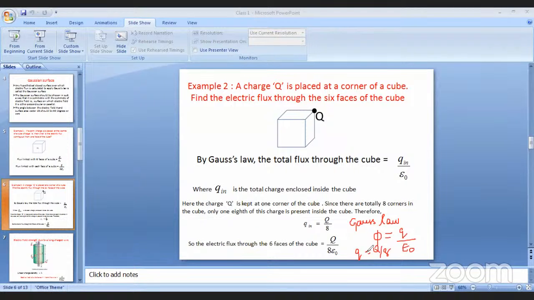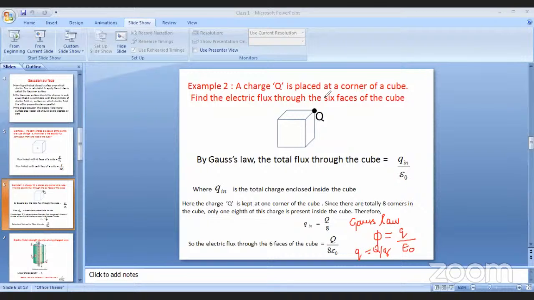So this is the next example which we have discussed. You can easily remember all these cases. You can take the 2 examples as 2 cases so that you can remember the final result, that is the total electric flux passing through the cube.